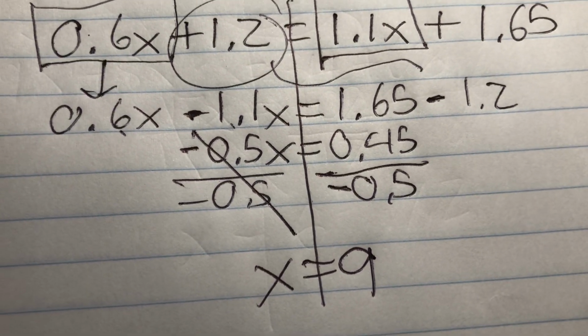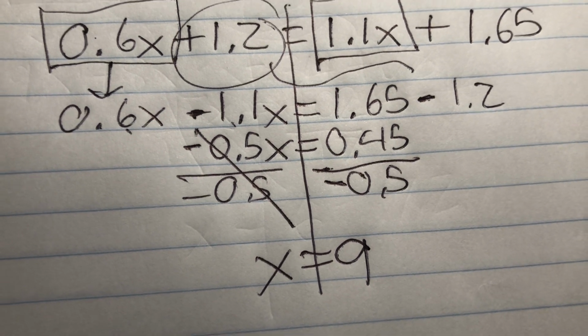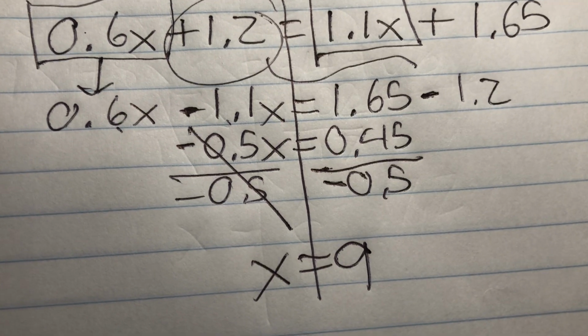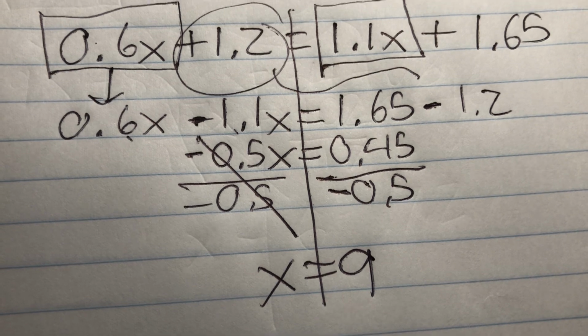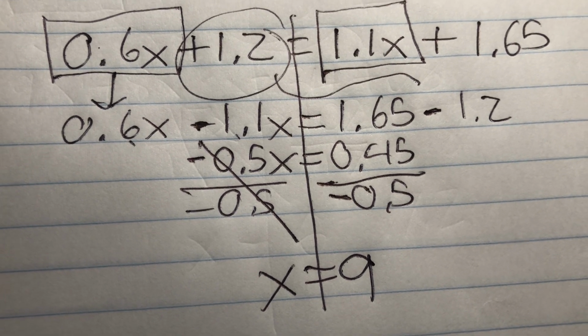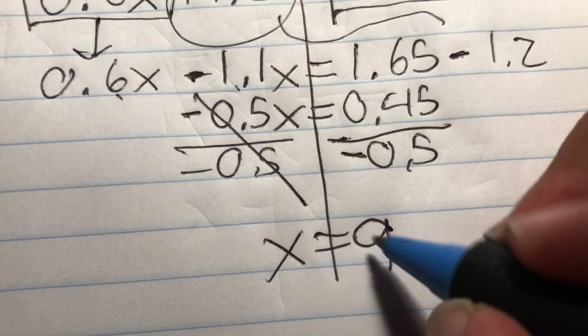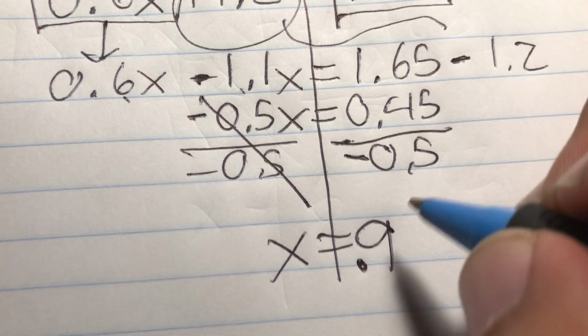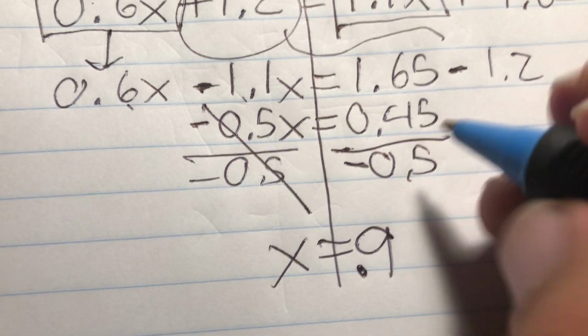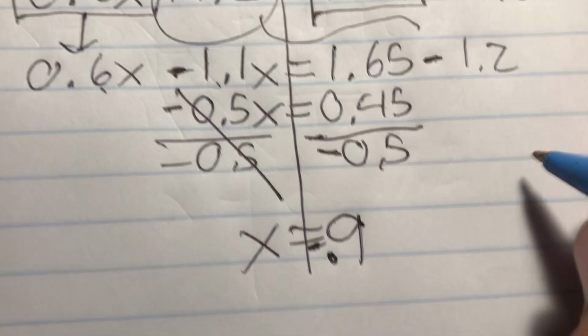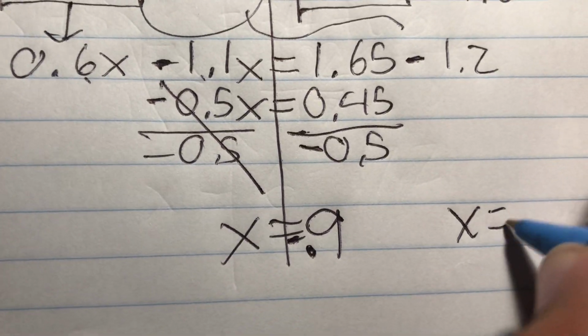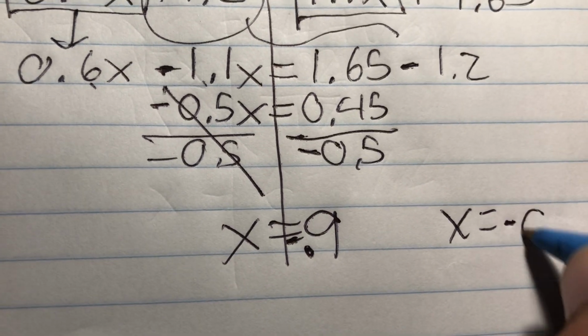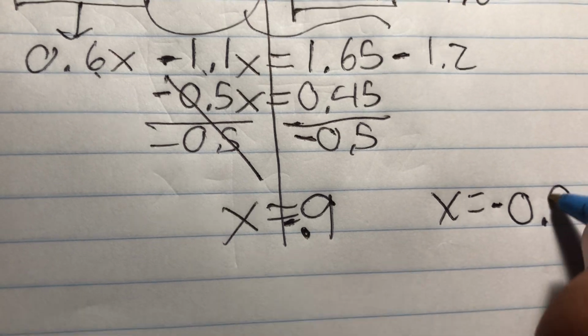All right, let me check here. It's going to be 0.45 divided by 0.5 equals 0.9. Sorry, it's going to be 0.9. 0.9, and because one's positive and one's negative, the answer is going to be negative. So let me write it nice over here. X equals negative 0.9.